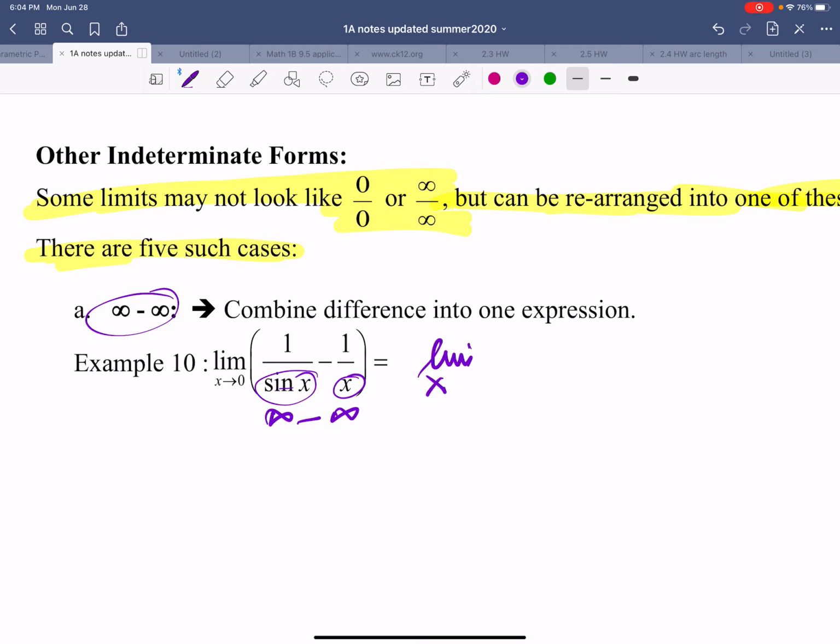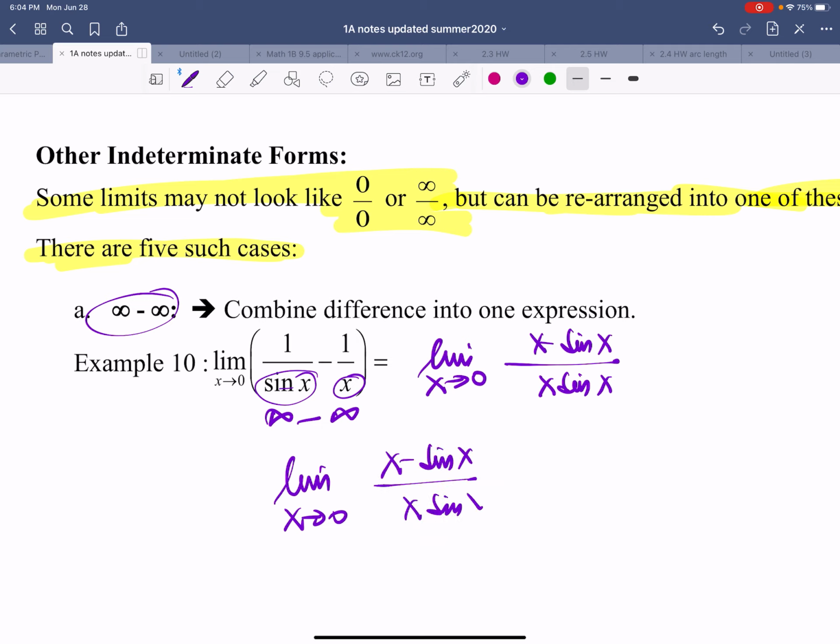And we cannot use L'Hopital rule until we have 0 over 0 or infinity over infinity. So I'm going to try to consolidate this into a single fraction. Limit x approaches 0, x minus sine of x over x sine x. Let's see, if I go ahead and plug in the zeros, x is 0, sine of 0 is 0, and the denominator x times sine of 0 is 0, which turns out to be 0 over 0 form.